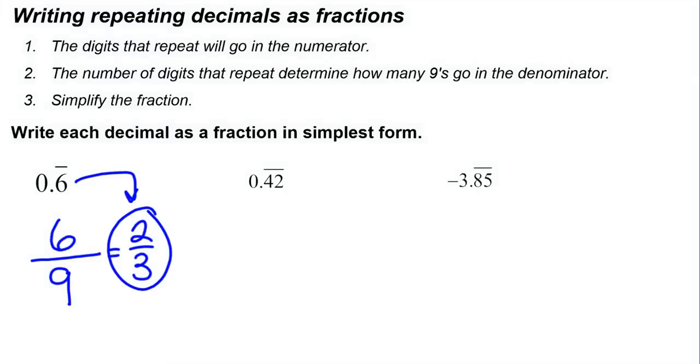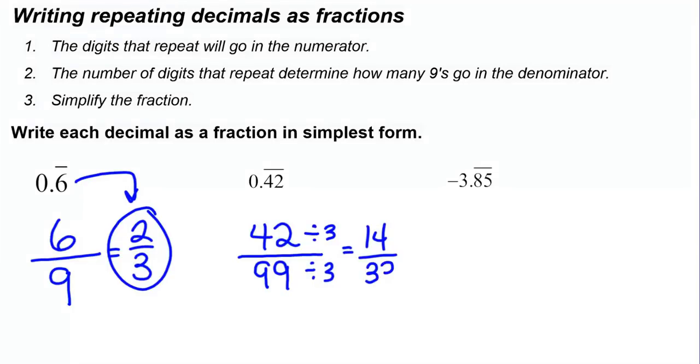Looking at the next one, 0.42 repeating. Here we have 42 that repeats, 42, 42, 42. So the 42 repeats, that's 2 digits, so I'm going to put two 9s in the denominator. 42 99ths. And this will simplify. These are both divisible by 3, and you get 14/33 as a fraction in simplest form. So 0.42 repeating is 14/33 as a fraction in simplest form. So we can see that we can write these numbers as fractions, and that's what makes them rational.